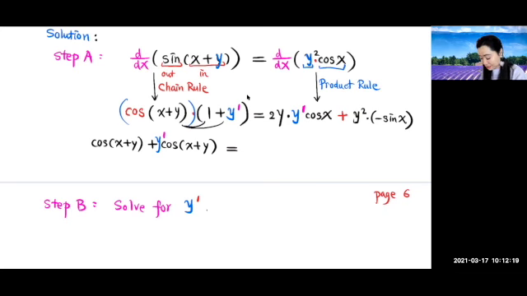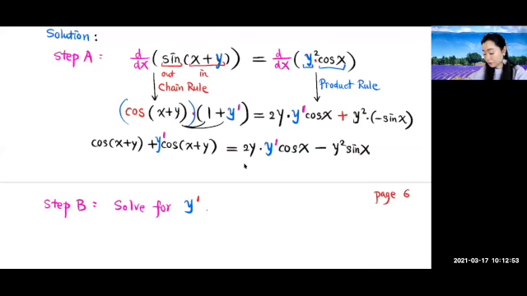Okay. Because we're trying to solve for y prime, I'm going to distribute over here to free this y prime from the parenthesis. So I got this y here. Now this one here, just copy. So 2y times y prime cosine x minus y squared sine x.